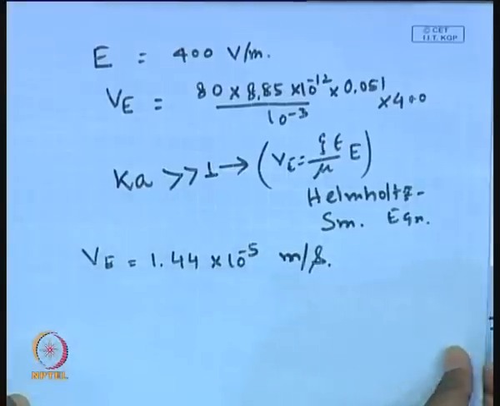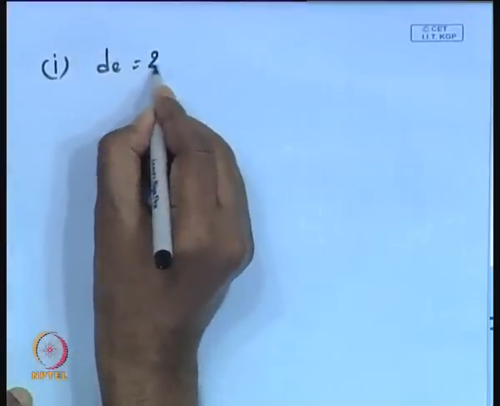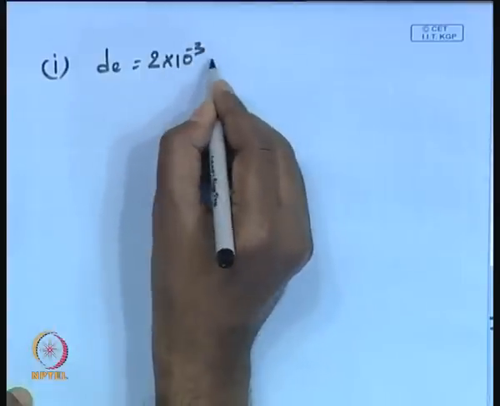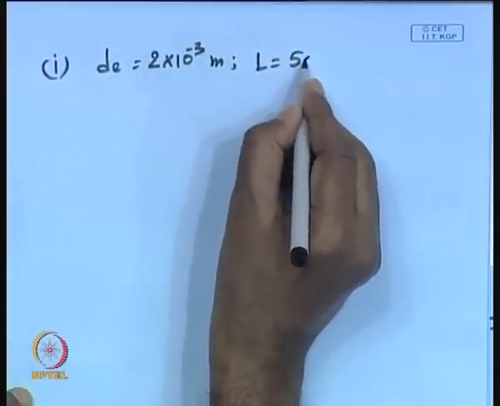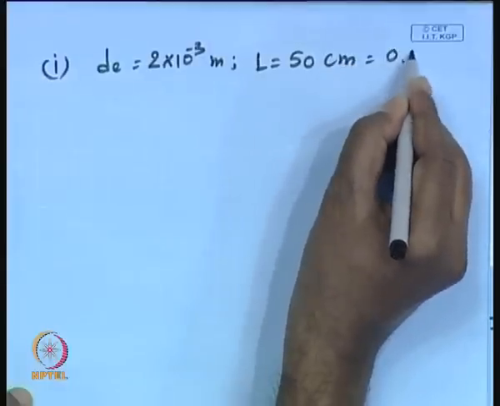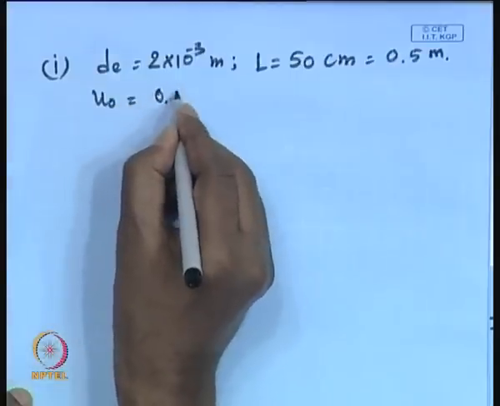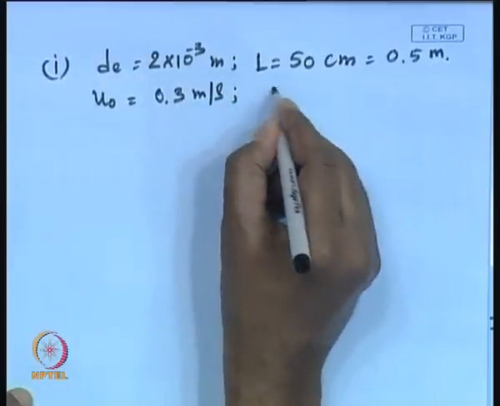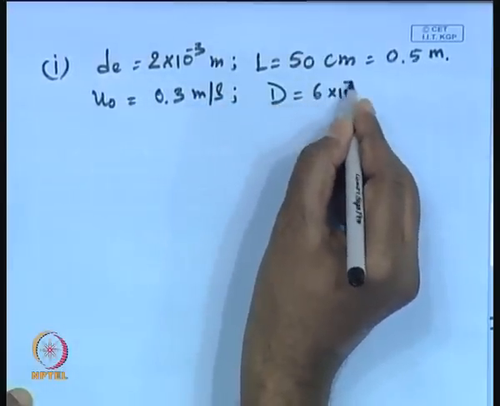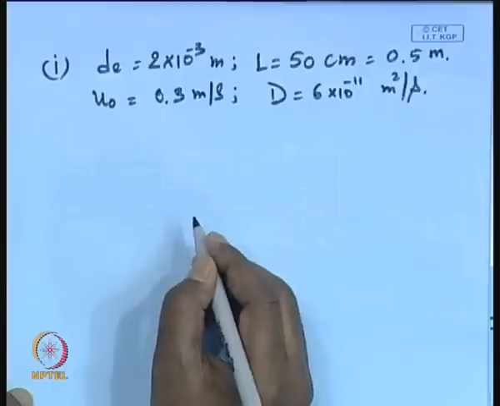Okay. Now, we will be in a position to calculate the various quantities. Once we get these values, let us solve the first part. D equivalent is 2 millimeter, 2 into 10 to the minus 3 meter. L is 50 centimeter, so 0.5 meter. U naught is 30 centimeter per second, so 0.3 meter per second. Diffusivity is 6 into 10 to the minus 11 meter square per second.